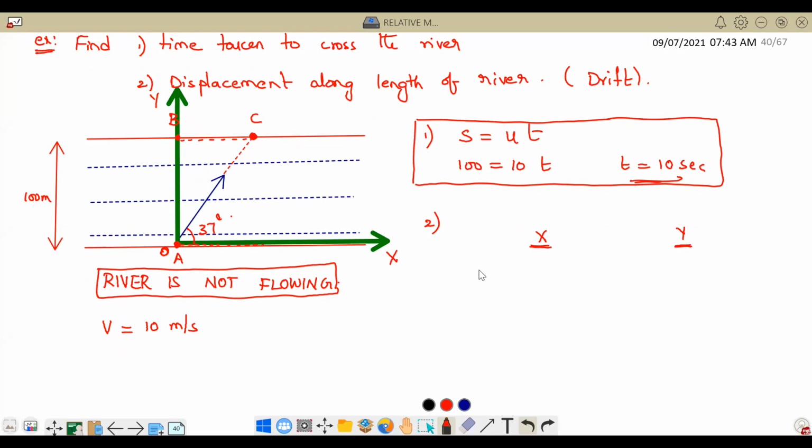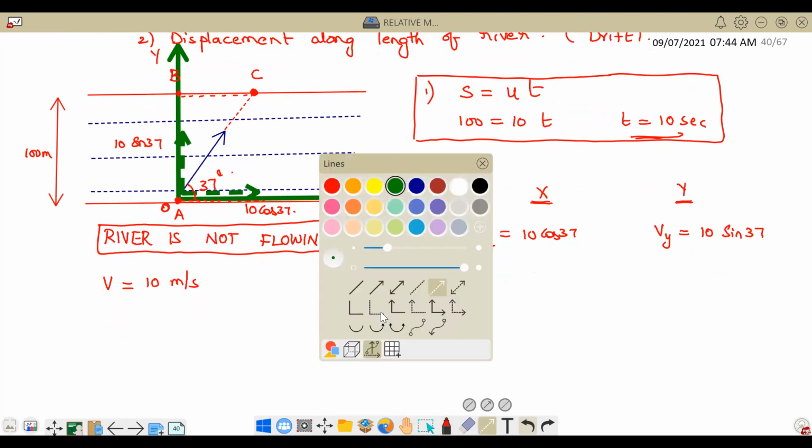Now in the x direction, what is the velocity of the man? 10 cos 37. Yes, this is the component, correct? And what is the velocity of the man in the y direction? 10 sin 37. You have to understand, no? This is 10 sin 37 and this is 10 cos 37. Now I need to calculate time and distance, correct or not?